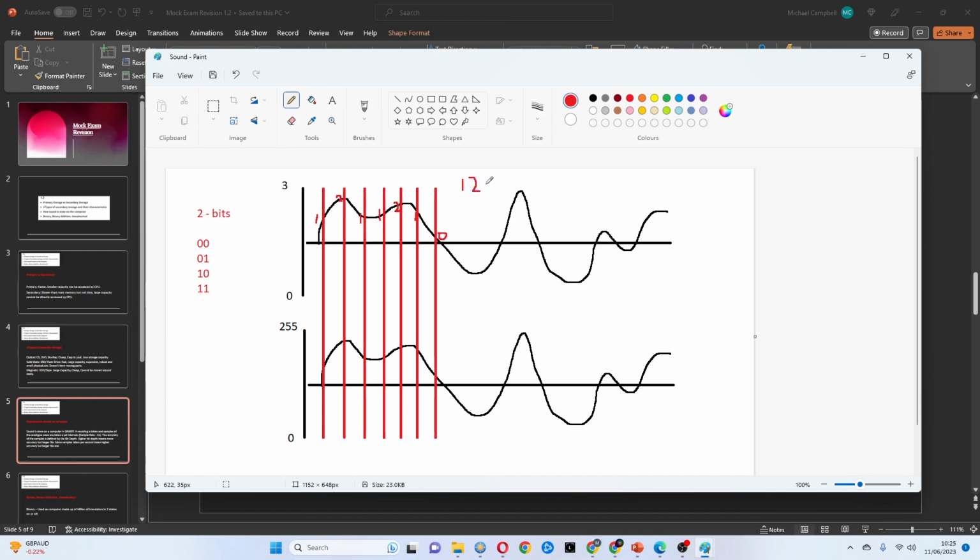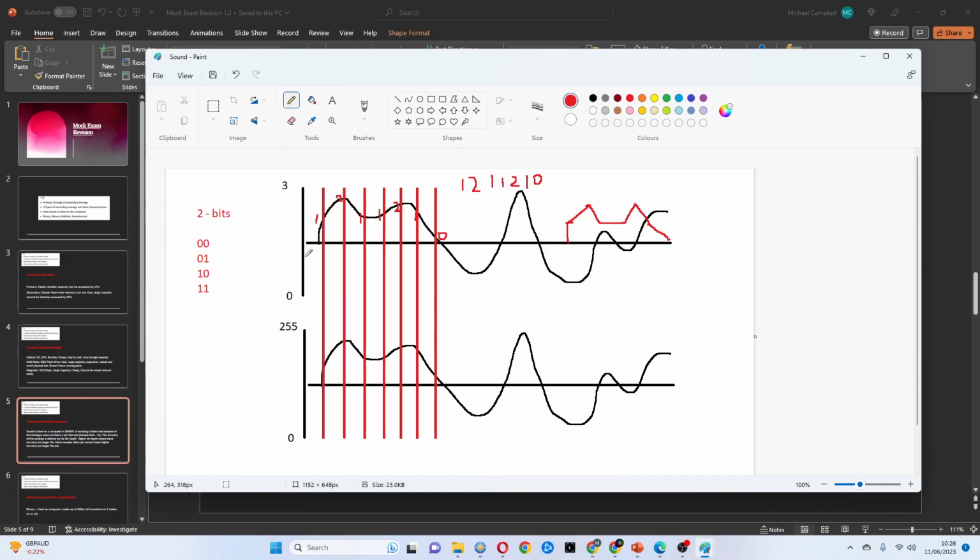If I then redraw that out, which is what would happen, I would end up with 1, 2, 1, 1, 2, 1, 0, and I would end up with this, which looks a bit like the original, but you've completely changed what the sound looks like. It's not very accurate, and the heights are all different.